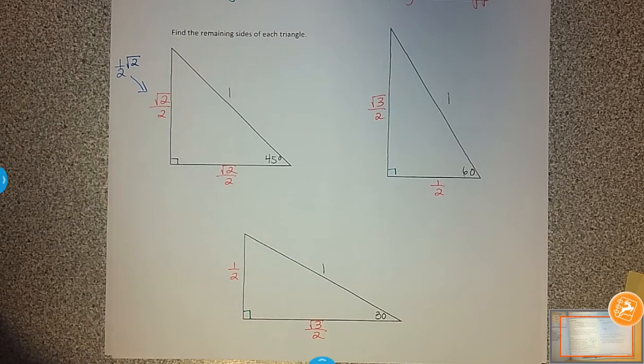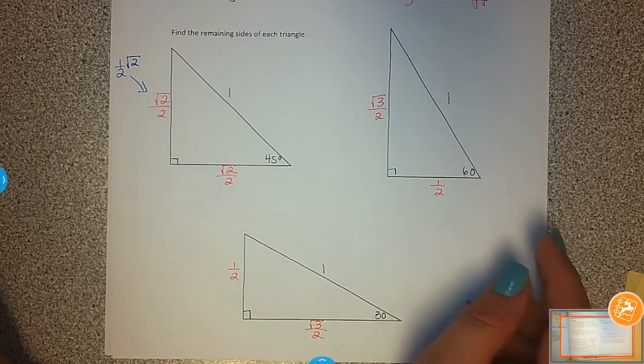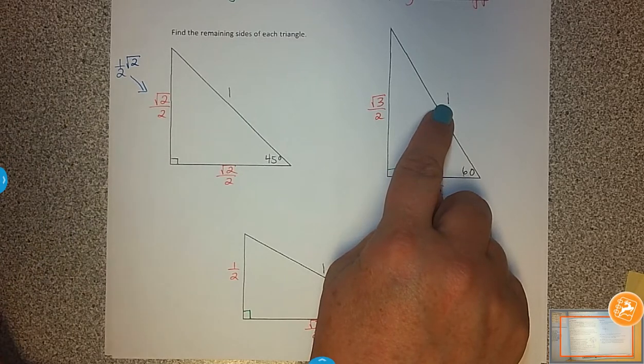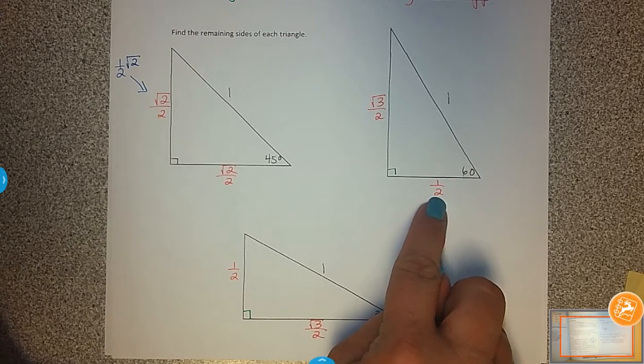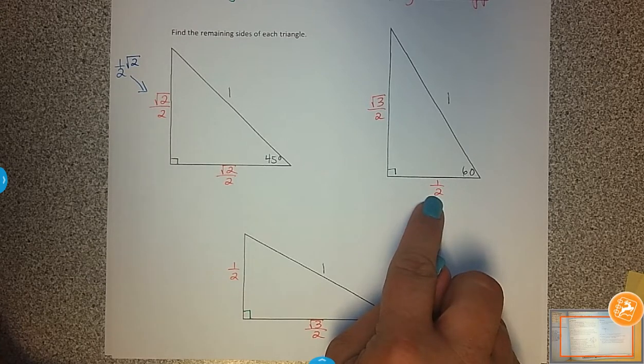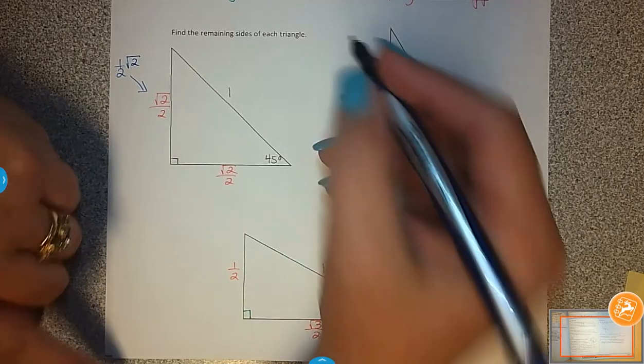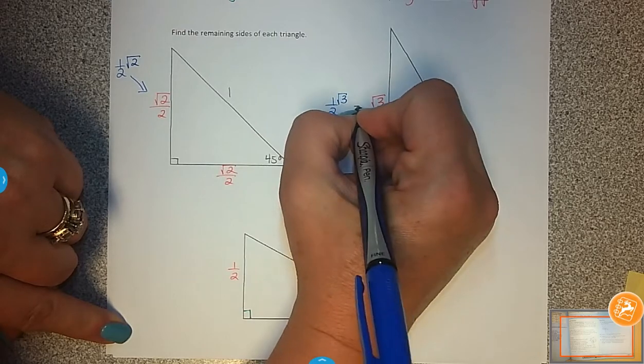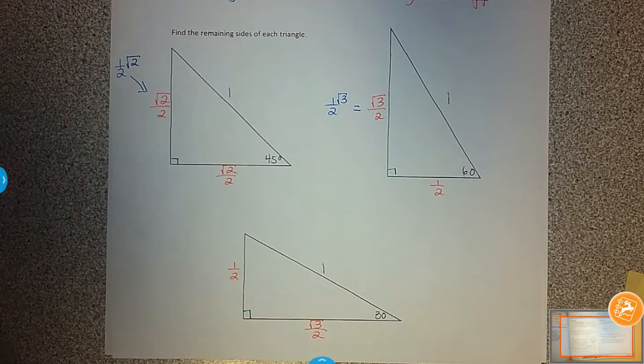Can we go over the shortcut for the 30, 60, 90? For the 30, 60, 90, your hypotenuse is always twice the short leg. So if I take 1 and cut it in half, I get the short leg is 1/2. Then I have to take the short leg times the square root of 3 to get the long one. So when I have 1/2 times the square root of 3, go ahead and multiply it, I get root 3 over 2. Okay.